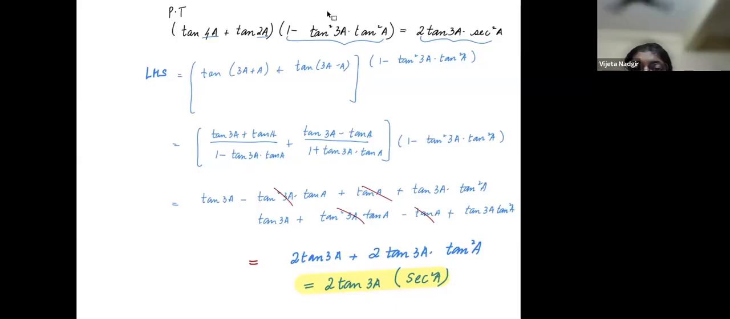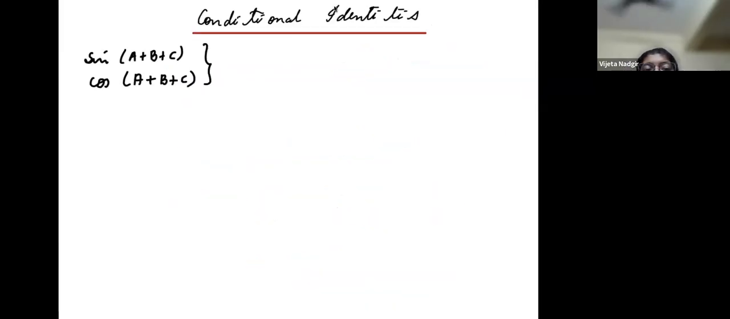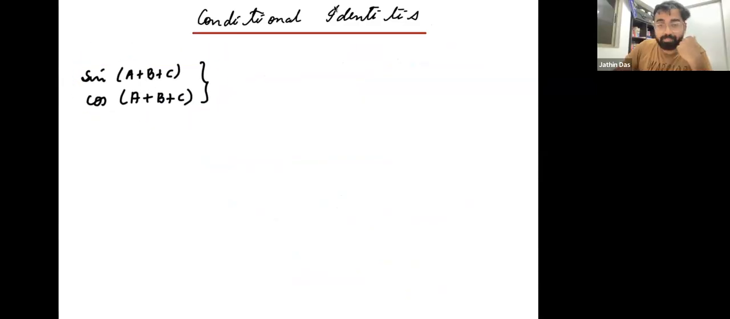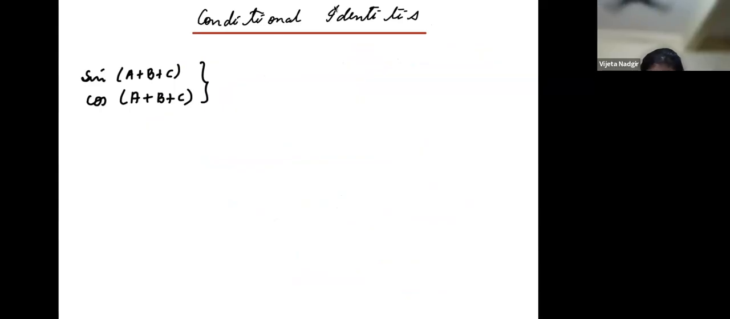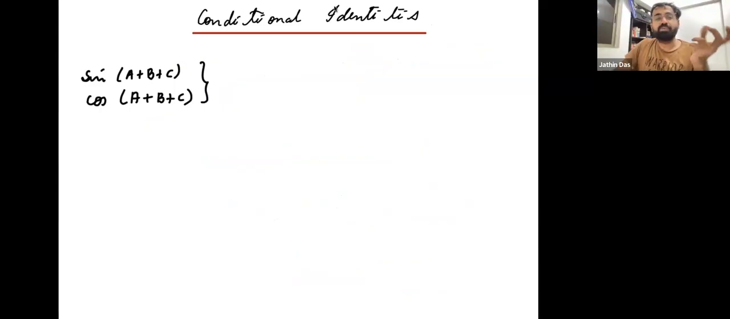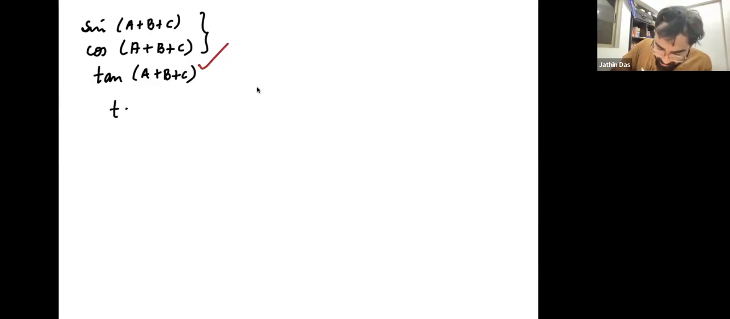Sir, I can't see. Oh, sorry. So what I'm saying is, the formula for sine a plus b plus c and cos a plus b plus c I've given in the notes. It's not needed to memorize because very rarely questions based on that come, and they don't expect you to learn it by heart. But definitely they expect you to learn tan a plus b plus c by heart. That is important.